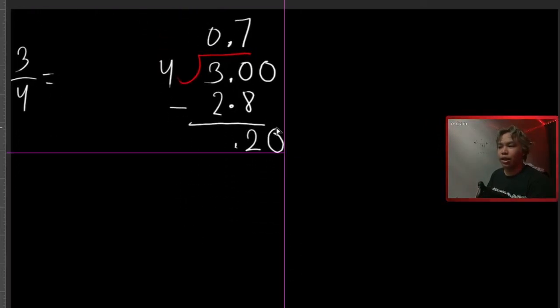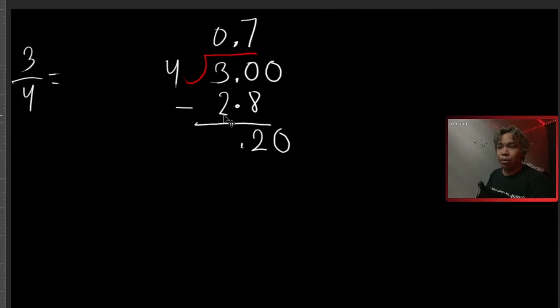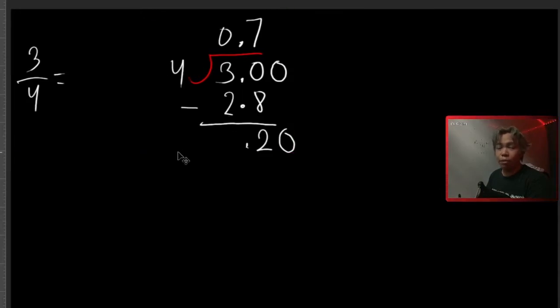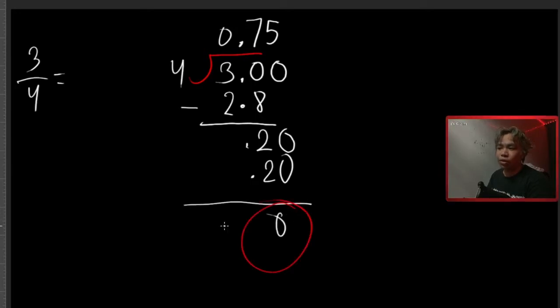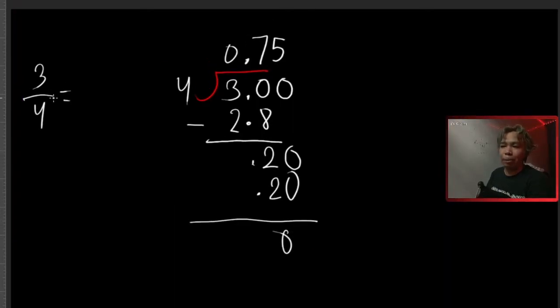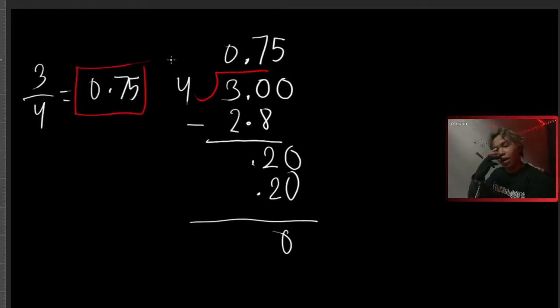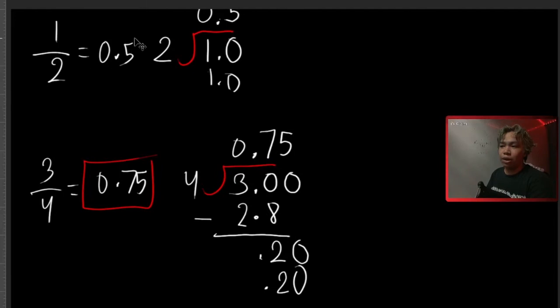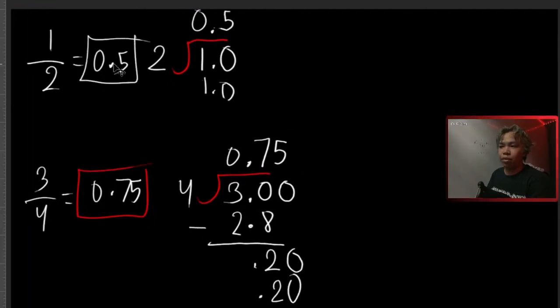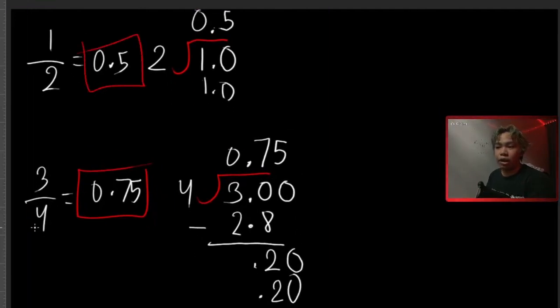So, tataas natin. 0.20 divided by 4. Ilang 4 meron sa 20? 5. And then, 5 times 4 is 0.20. And, ano sagot? 0. So, dahil nag-0 na, ibig sabihin, 3/4 is equal to 0.75. Okay? So, ganun kadali. Ibig sabihin, 1/2 is equal to 0.5. Okay? And then, 3/4 is equal to 0.75.